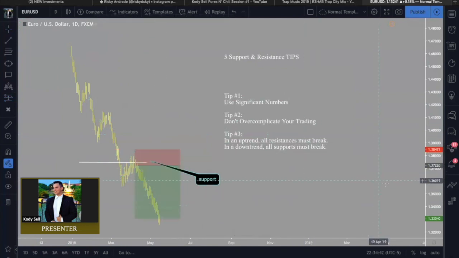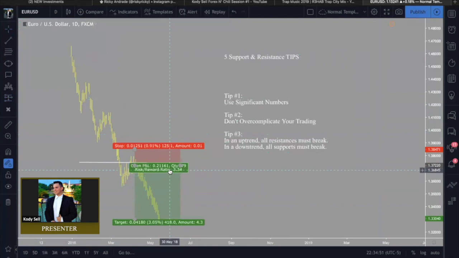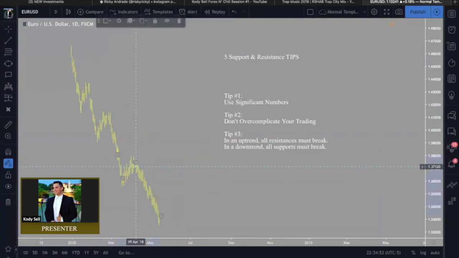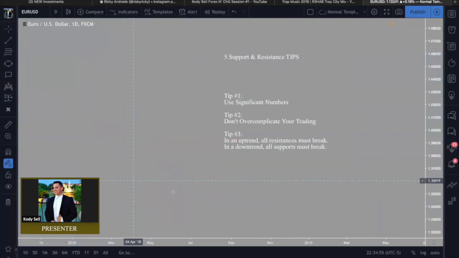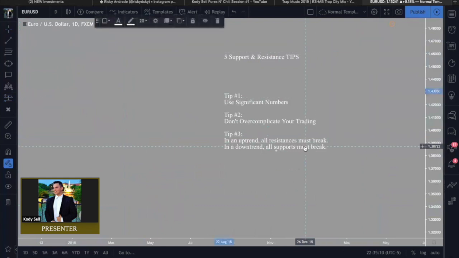So tip number 3, in an uptrend, all resistances must break. In a downtrend, all supports must break. This tip right here is designed to help you understand what you want to be looking for at any given support and resistance level and help you maximize the efficiency and profitability of your trading. Now, on that same note, tip number 4.